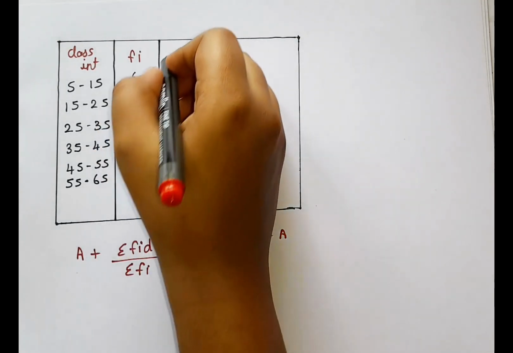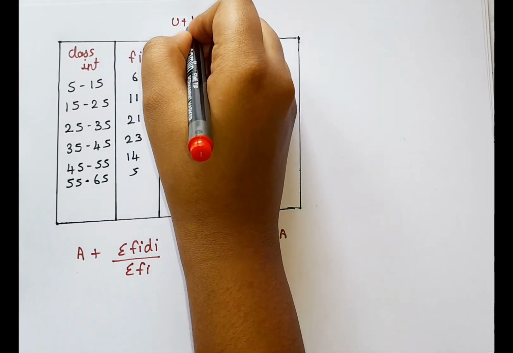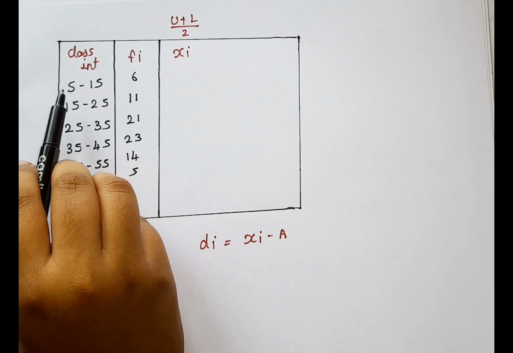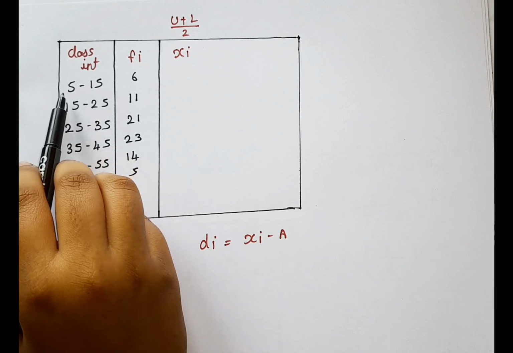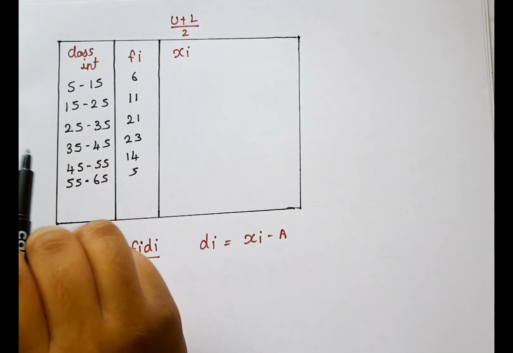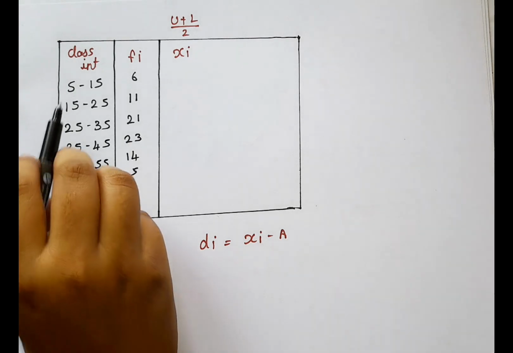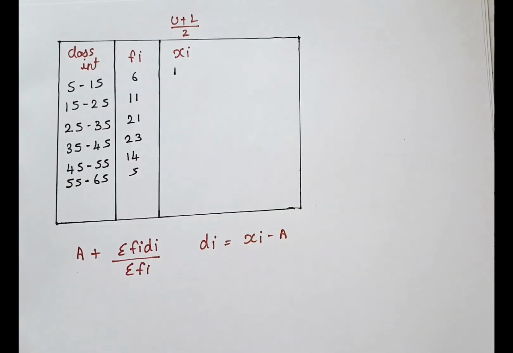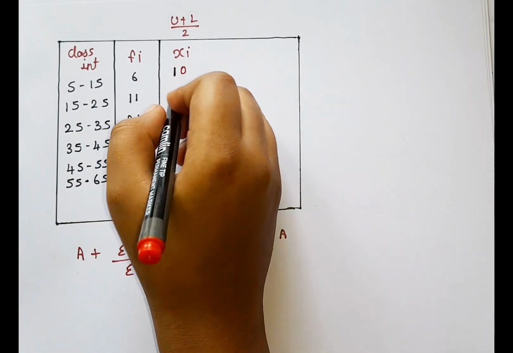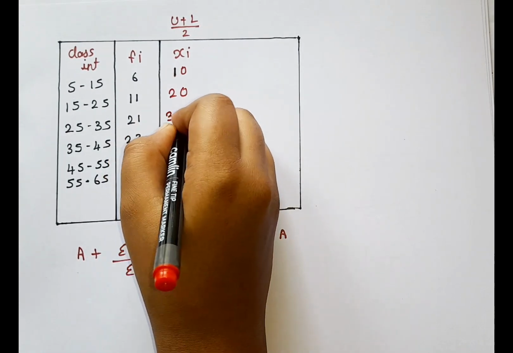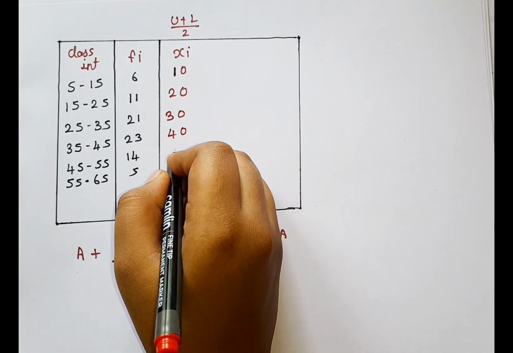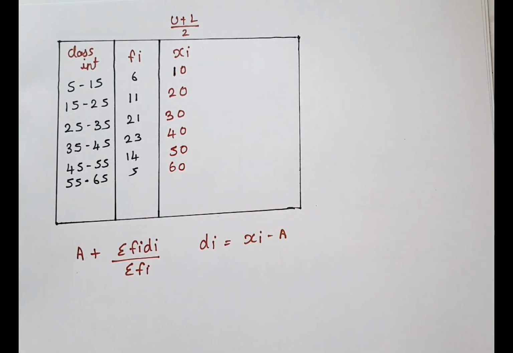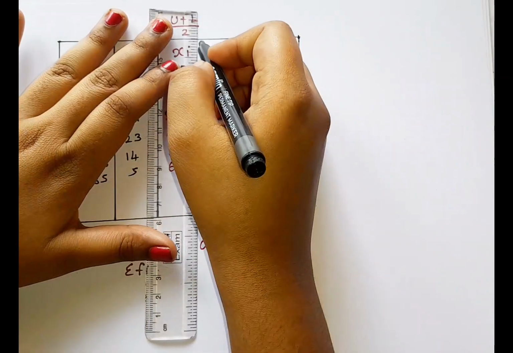First of all, let's find the xi value. How to find it? Upper limit plus lower limit divided by 2. Here the upper limit is 15 plus the lower limit 5, that is 20. 20 divided by 2 is 10. So 10, and here we'll get 20, 30, 40, 50, and 60. Now we got the xi value, so now let's find the di value.